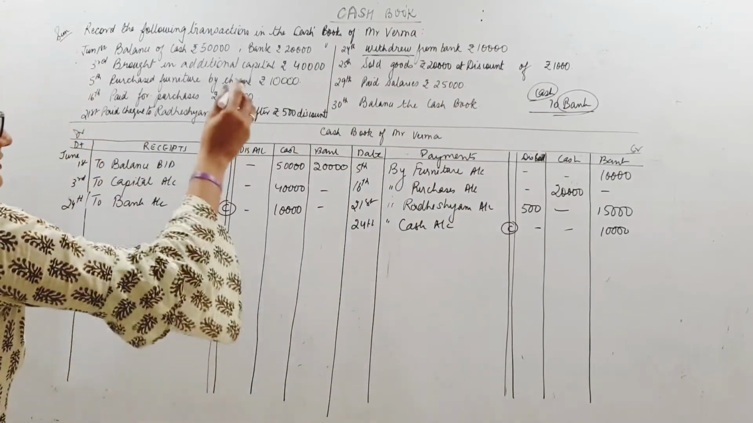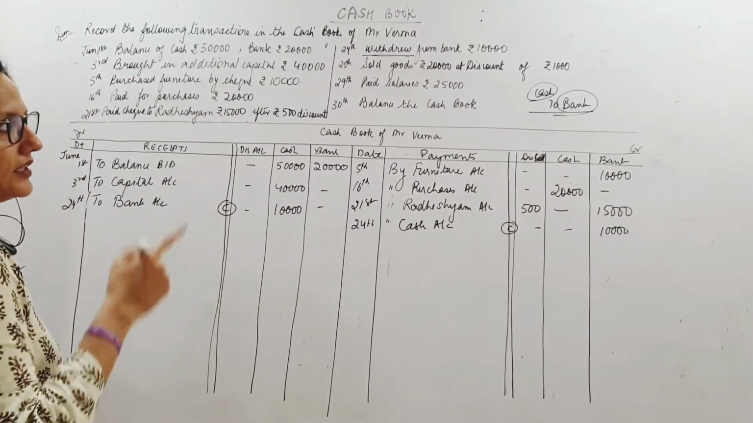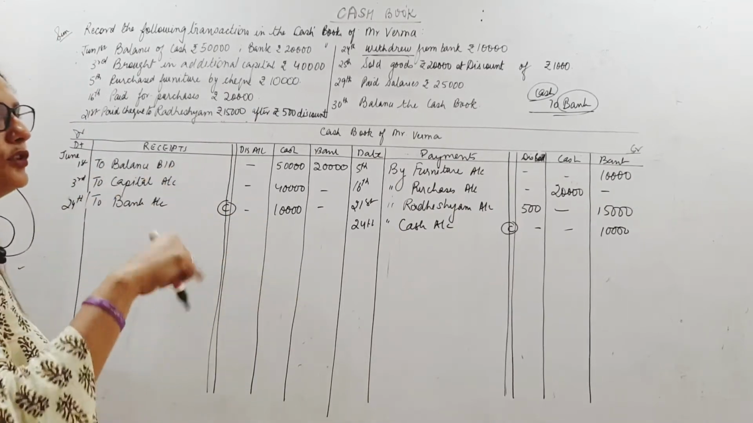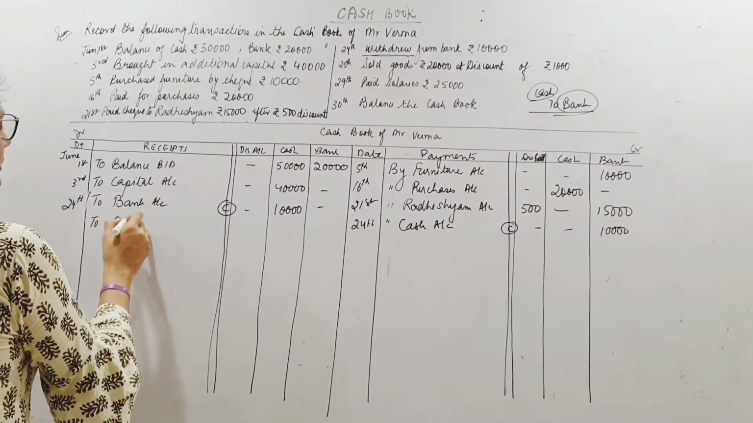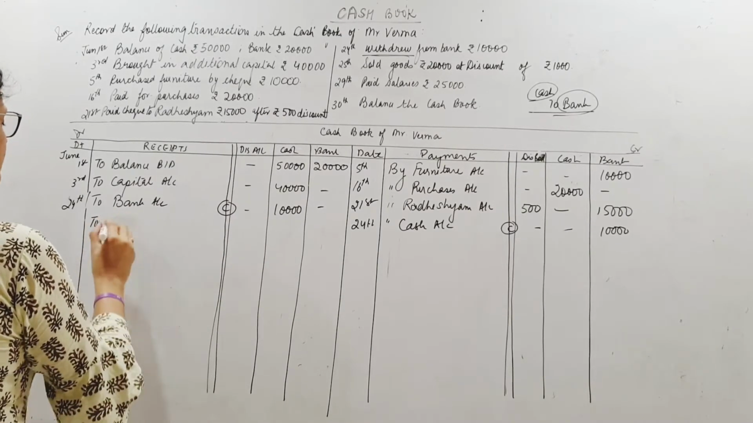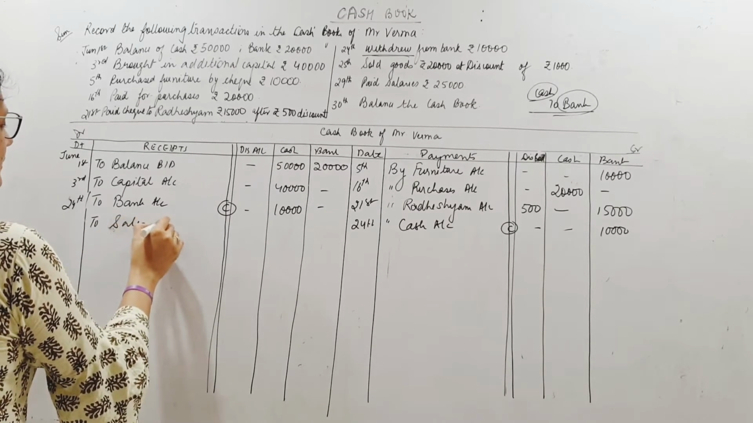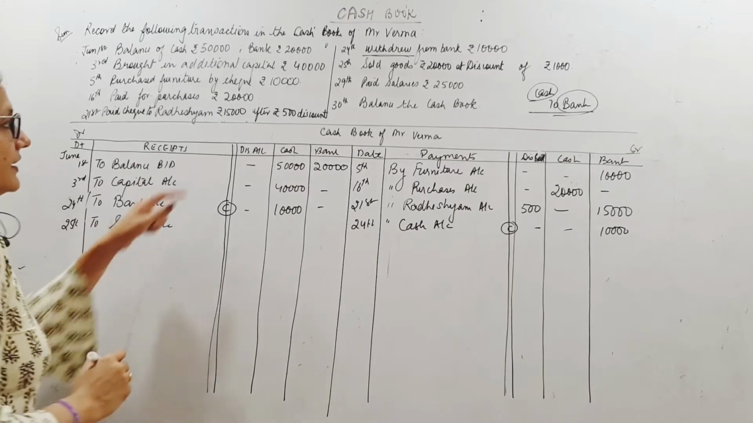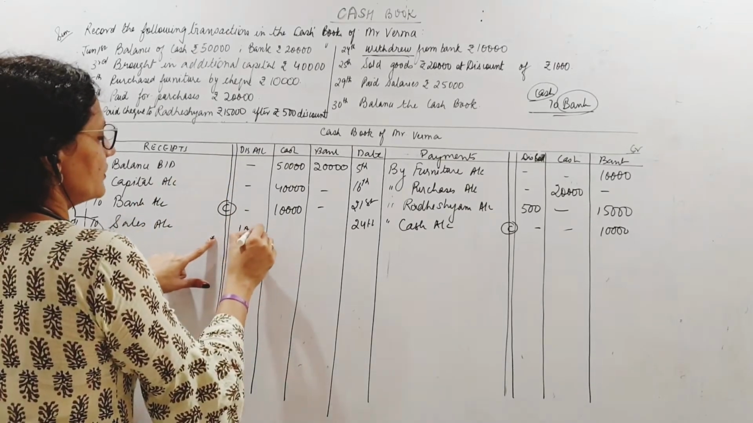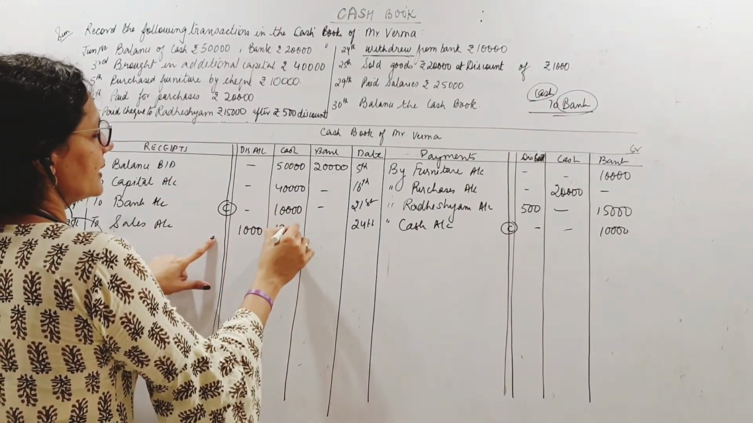All right. So here you are receiving cash. Cash account debit, discount allowed debit, to sales. So here I will write, to sales. Sales account is being credited. Yes, on the 25th. Discount allowed is being debited 1,000 and we are receiving cash 19,000.